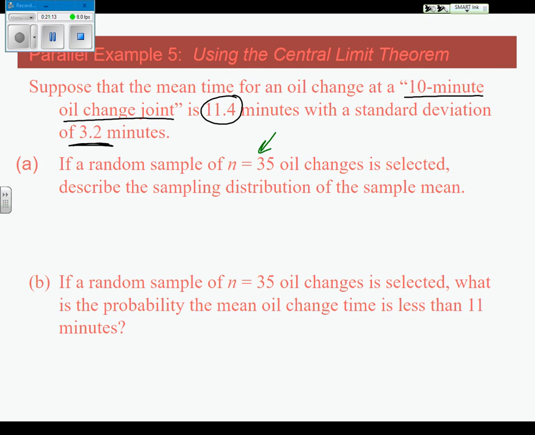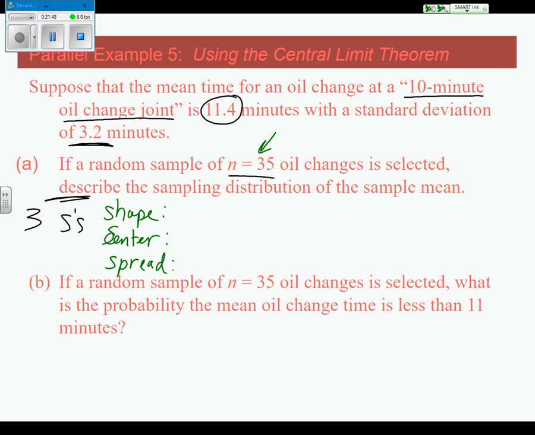So I'm going to take the next 35 cars that come in to the oil change, and I'm going to describe the sampling distribution with them. Remember, whenever we're describing, I want the 3 S's. That looks weird. The 3 S's. I want the shape. I want the center. And then the spread. Spread. I almost couldn't spell spread.